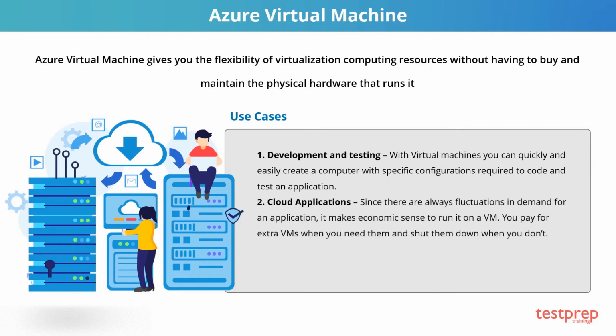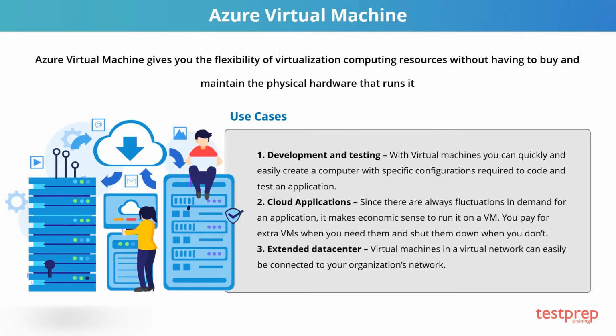Next is cloud applications. Since there are always fluctuations in demand for an application, it makes economic sense to run it on a VM. You pay for extra VMs when you need them, and shut them down when you don't. Another example is an extended data center. Virtual machines in a virtual network can easily be connected to your organization's network.